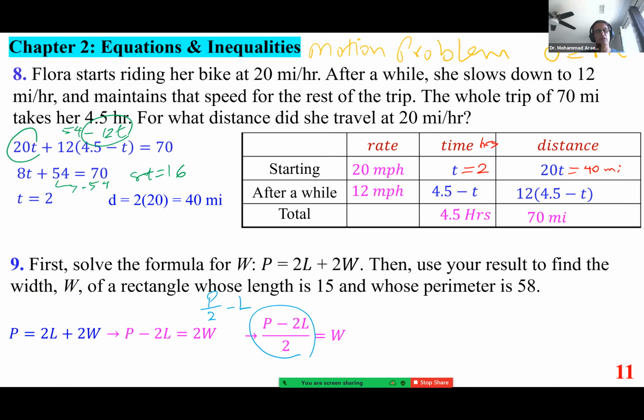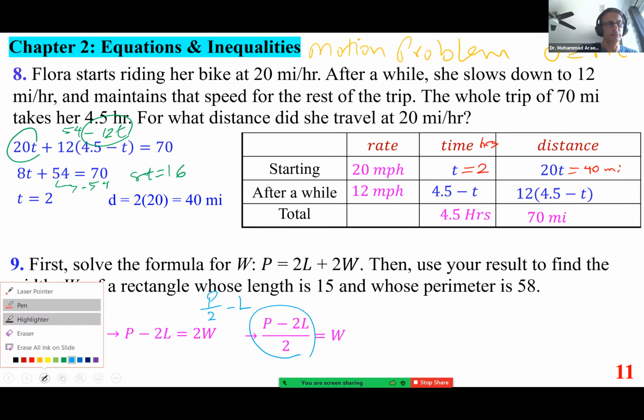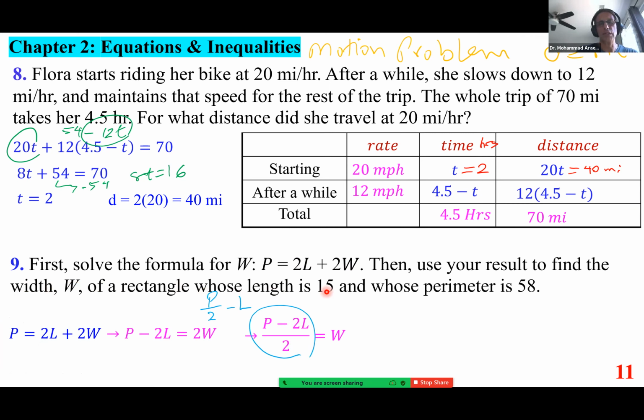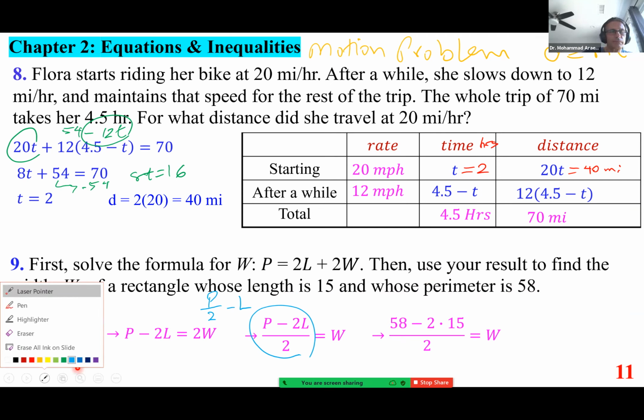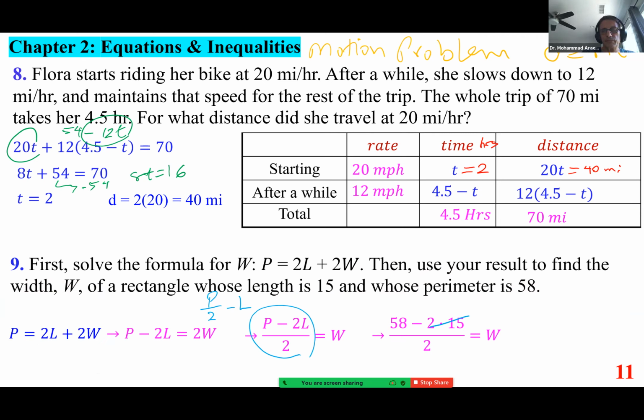Now we want to find the width of a rectangle whose length is 15. So you're going to replace this L with 15, and whose perimeter is 58. Replace the P with 58. So this is 30. 58 minus 30 is 28. Divided by 2 gives us the width of 14, whatever the units.